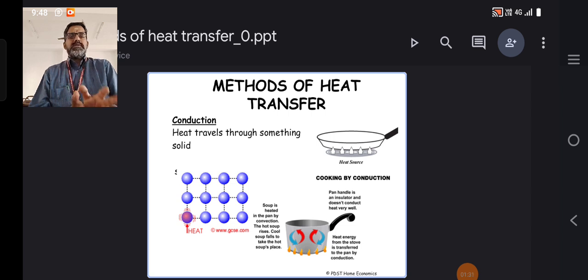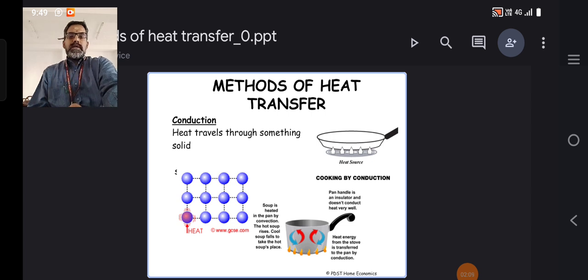Basically, very fundamentally, there are three main methods of heat transfer: conduction, convection and radiation. Conduction needs a medium, a solid material. If you give heat to some solid material, this solid material transfers heat to the liquid. So here I have a medium that is called a solid medium. The heat moves from the solid to the liquid. So basically, that is conduction.